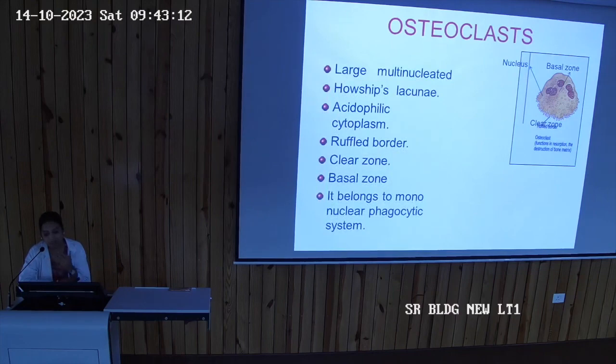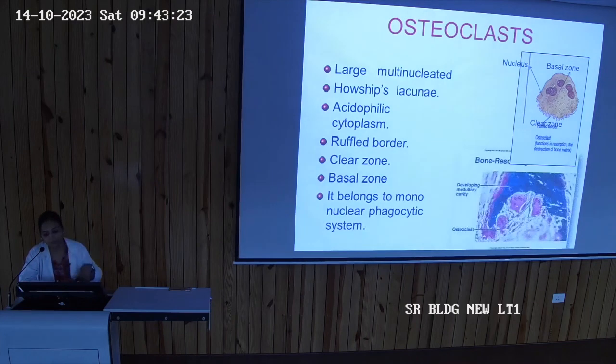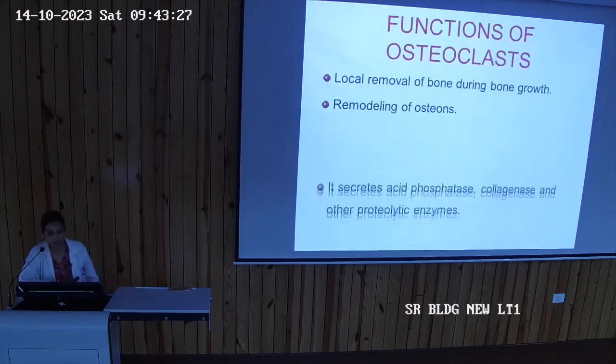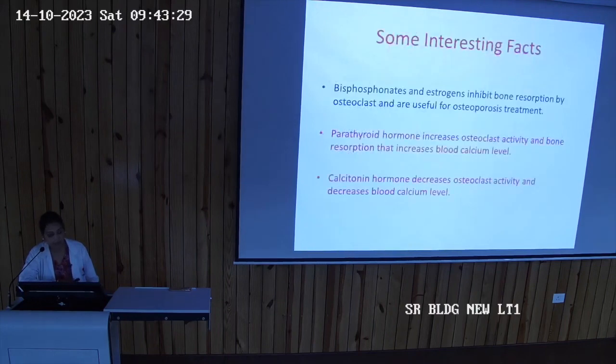So it has three zones: a clear zone where demineralization and resorption of the bone take place, and a basal zone above which has all the nuclei. Functions of osteoclast: bone remodeling, remodeling of osteons, bone resorption. Now some interesting facts. Bisphosphonates and estrogen inhibit bone resorption by osteoclast and are useful for osteoporosis treatment.